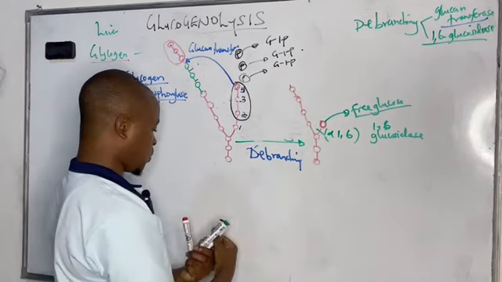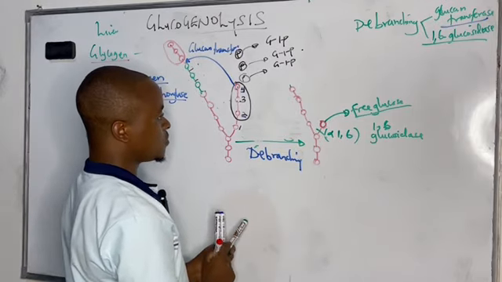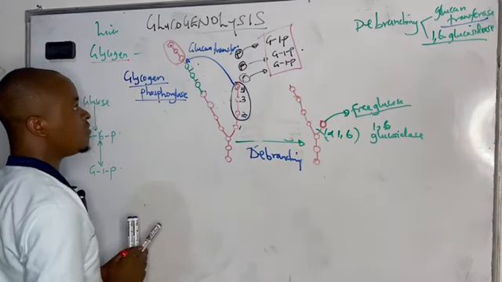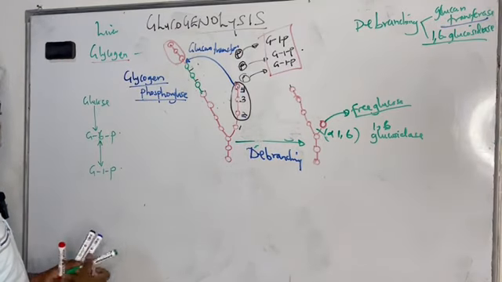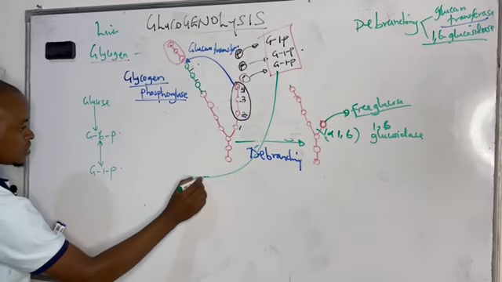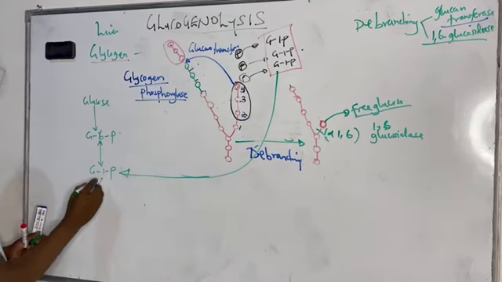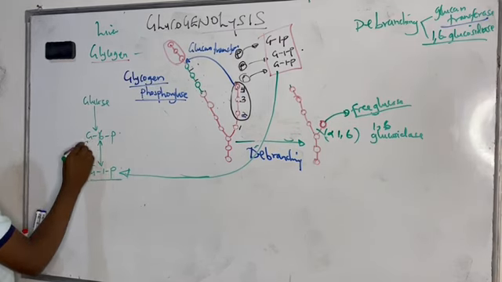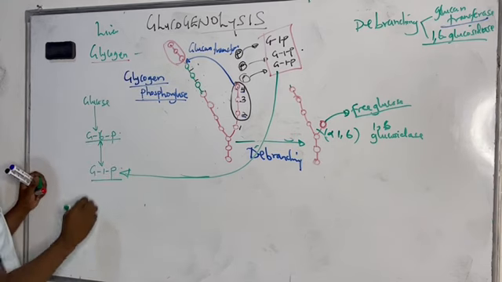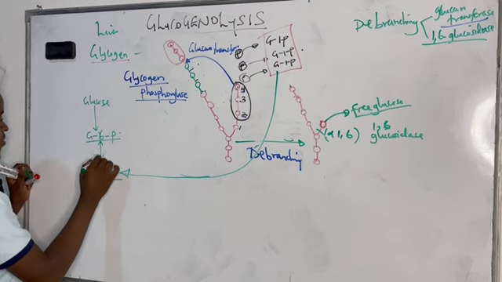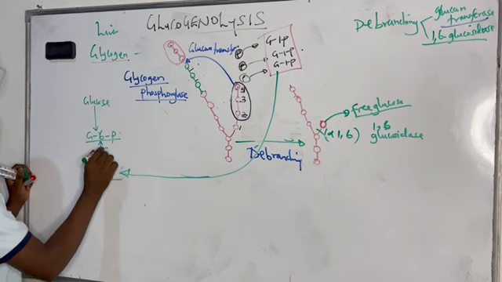After removing this glucose molecule, the free glucose plus the glucose 1-phosphate formed, these molecules formed here undergo a pathway whereby the glucose 1-phosphate is converted to glucose 6-phosphate by an enzyme called phosphoglucomutase.